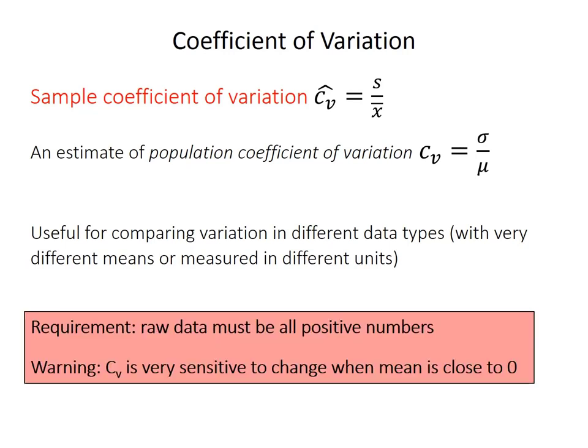It's also important to note that the coefficient of variation is only meaningful if all the data values are positive. So you can't use it if you have negative numbers. And also be warned that the calculated number is going to be very sensitive to change if the mean is close to zero. We're dividing by very tiny numbers, and so the coefficient of variation can fluctuate a lot for very small changes in the mean if the mean is 0.001 or something like that.